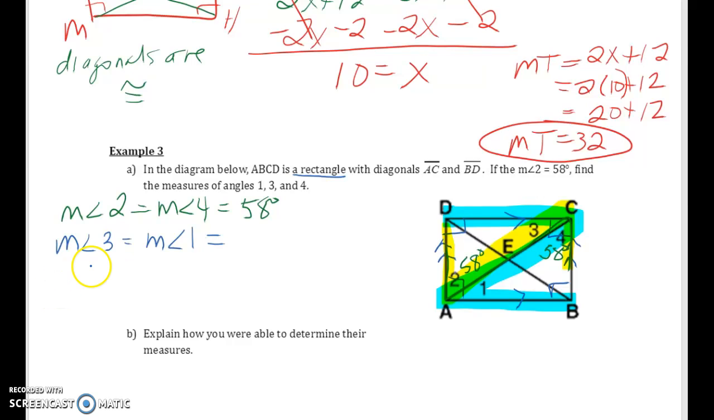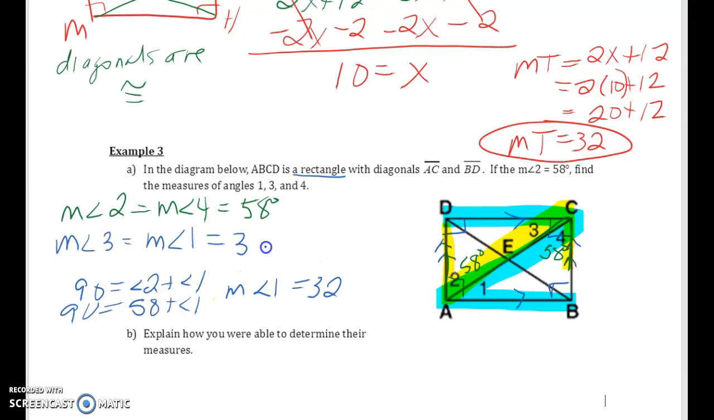Well, all of angle A equals 90, so 90 equals angle 2 plus angle 1, and we know that angle 2 is 58 degrees, so we can find the measure of angle 1. 90 minus 58, the measure of angle 1 equals 32. And so we've found the measure of angle 3 and the measure of angle 1. We have found all the angles.